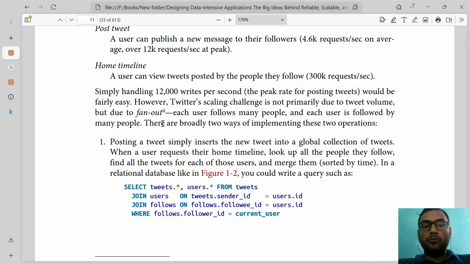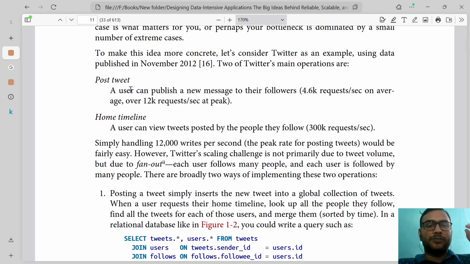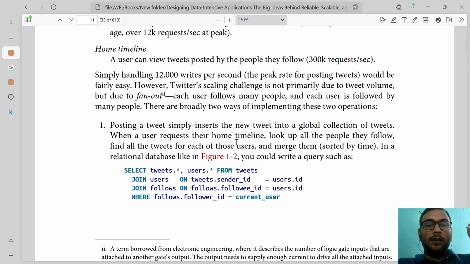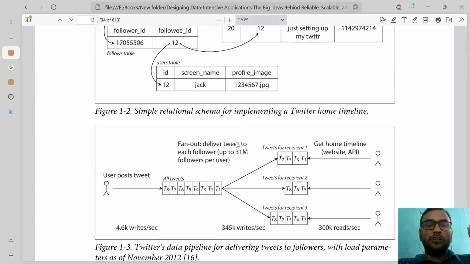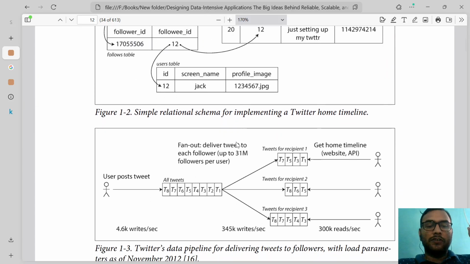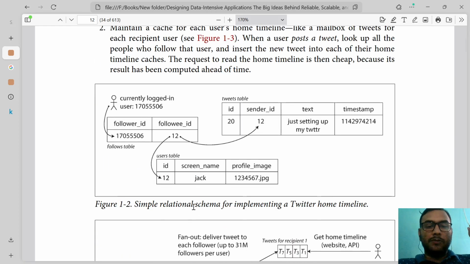Now, what is a fan out? Each user follows many people, and each user is followed by many people. So there are only two ways of implementing these two operations: posting a tweet and viewing a home timeline. Now, what are the two ways in which it can be done? These are the two ways they have shown.